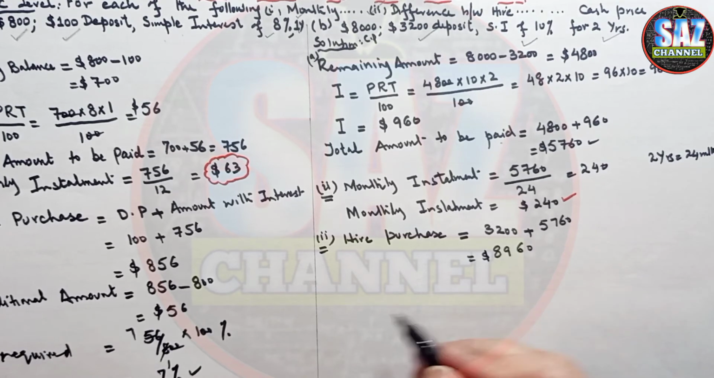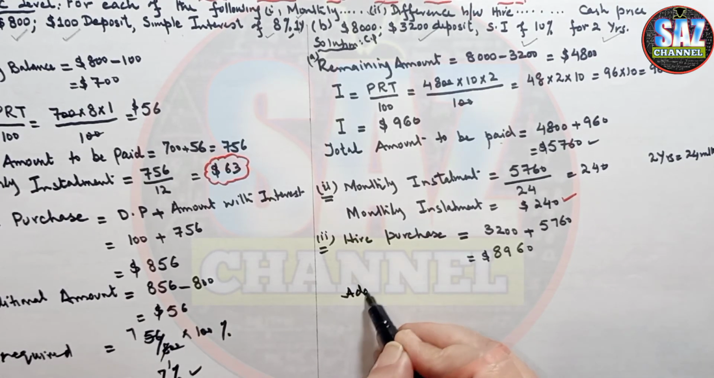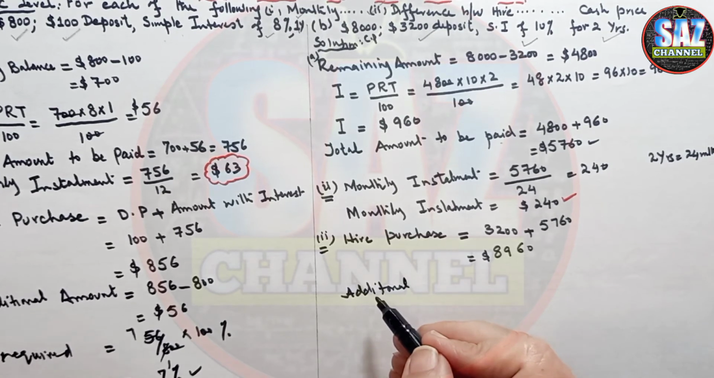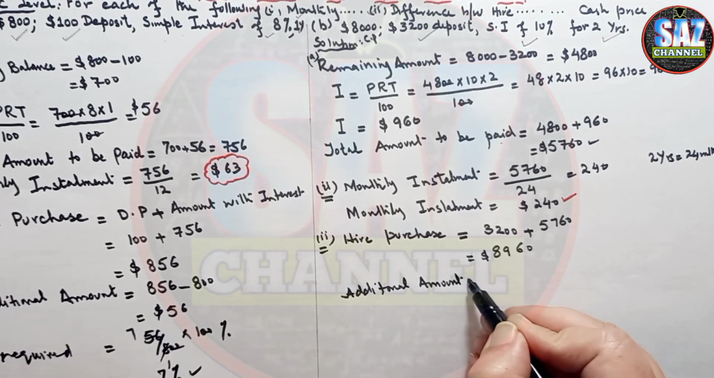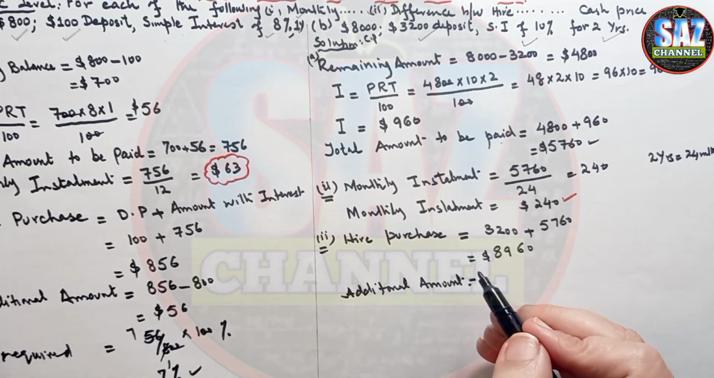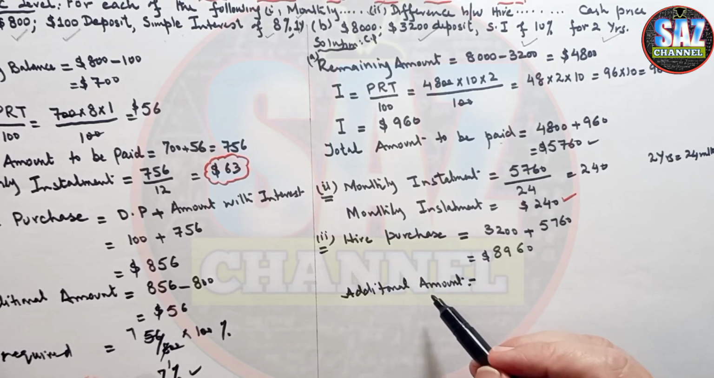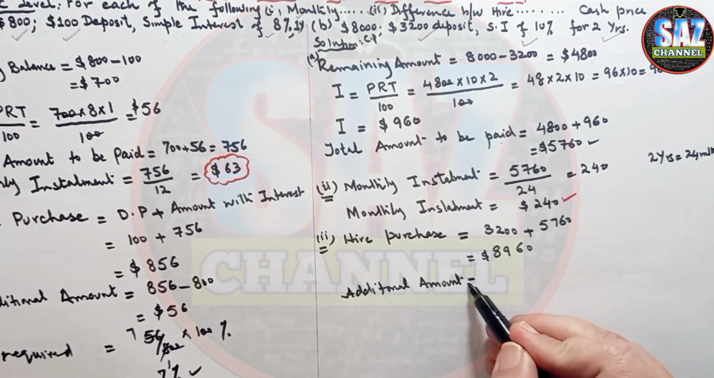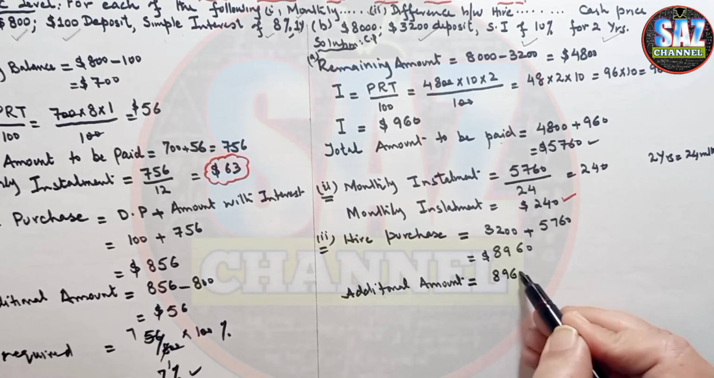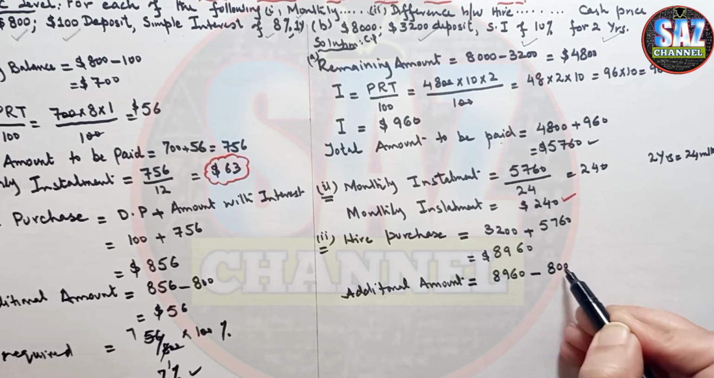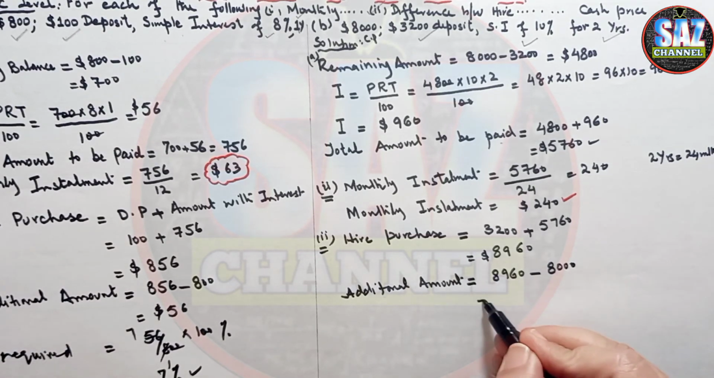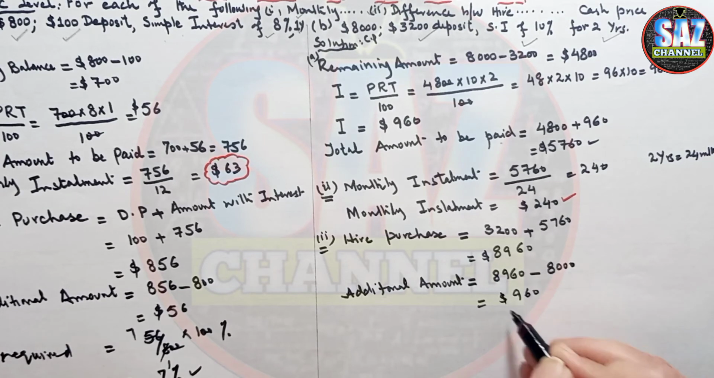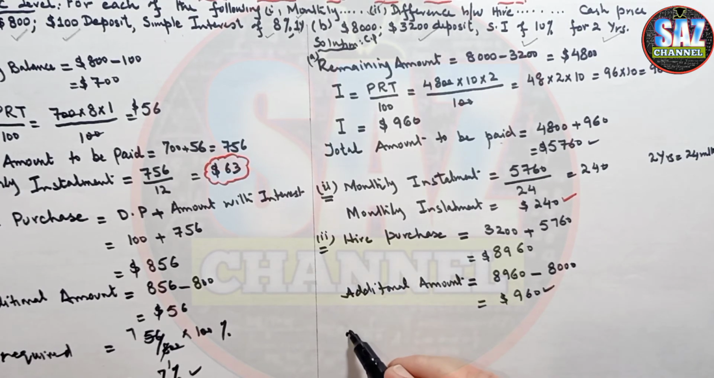$8,960. Additional amount will be the difference. The question says the difference in hire purchase and the cash price. These are the same things. The difference between hire purchase and cash price, or the additional amount, that is the same thing. That 8,960 hire purchase minus cash price 8,000, and this gives me 960, which is actually the amount of interest as well. Now we have to find the percentage of this.